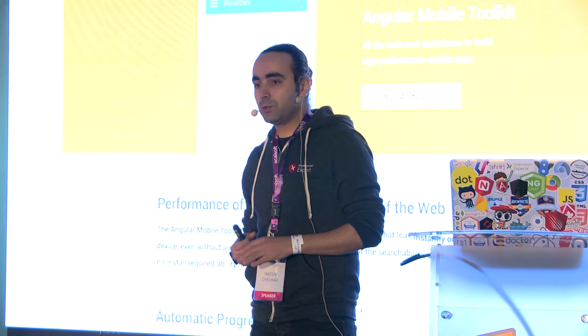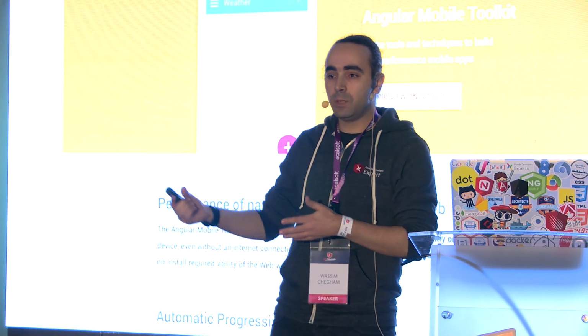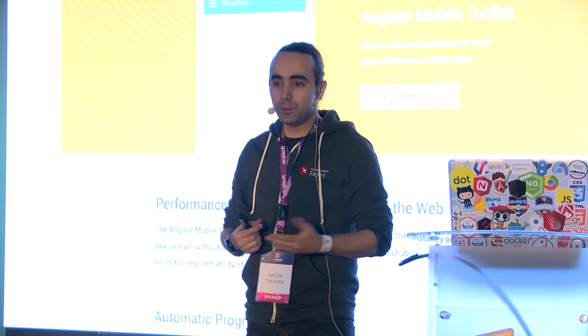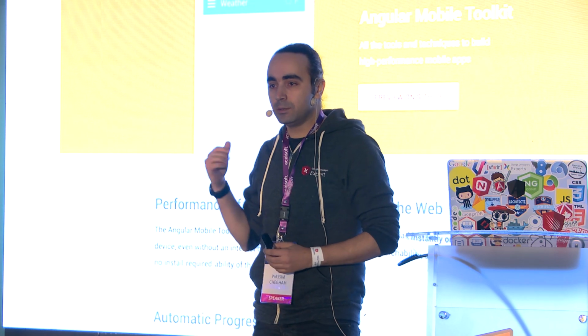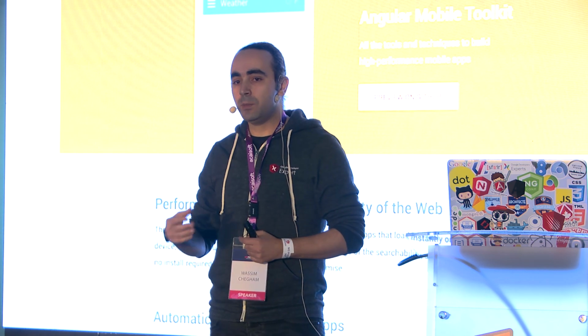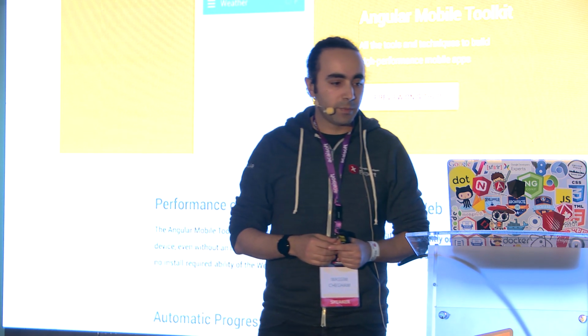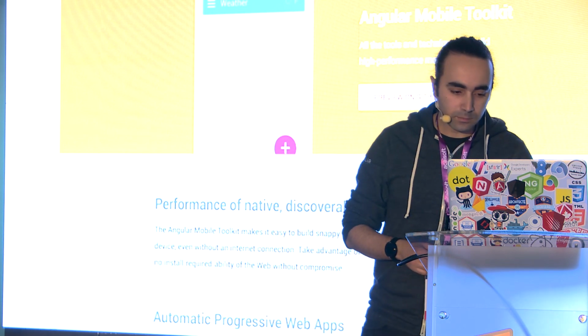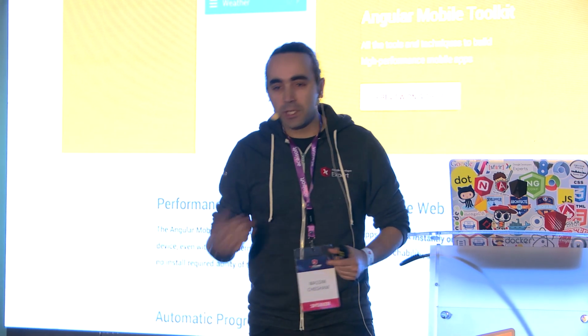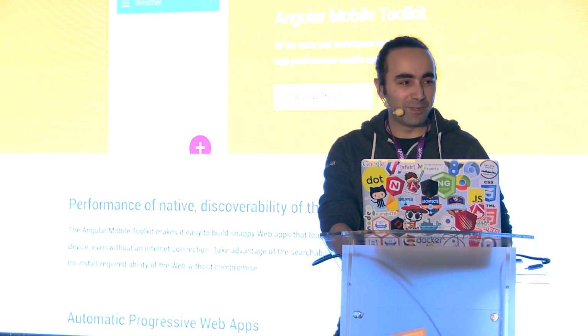And finally, there is this project, the Angular Mobile Toolkit, which basically allows you to write a progressive web app with Angular 2. So under the hood, the team uses Angular Universal to generate the application shell. I'm not going to explain what a progressive web app is, but basically it's a web application with offline support.